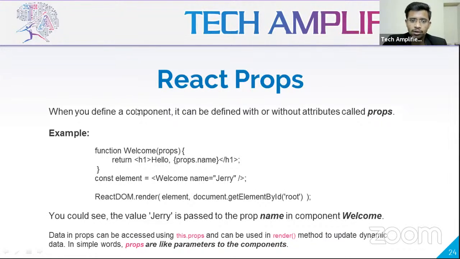When you define a component, it can be defined with or without attributes. Here is an example where we have defined a component with props. This is a Welcome component. Take a look at this. In that component, we are passing a variable called props. It is a parameter, and these props contain some values that we access using these curly brackets. If props is passed as Akshay, I'll see it as Akshay, and it will render the element on the screen.